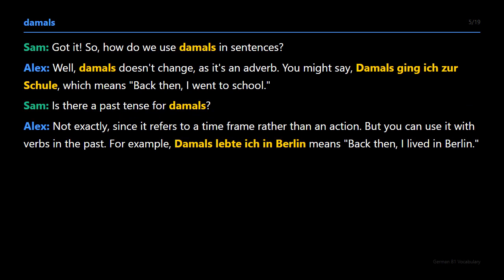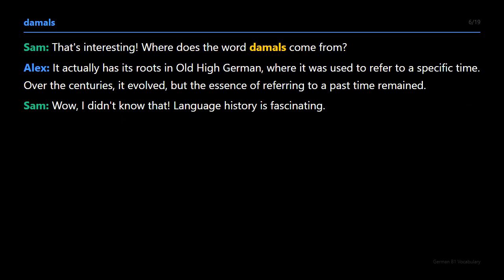That's interesting. Where does the word damals come from? It actually has its roots in Old High German, where it was used to refer to a specific time. Over the centuries, it evolved, but the essence of referring to a past time remained. Wow, I didn't know that. Language history is fascinating.